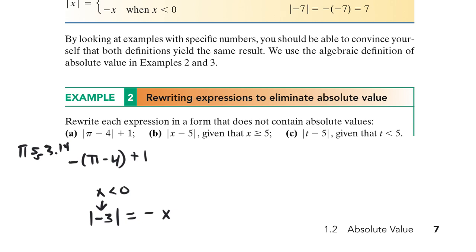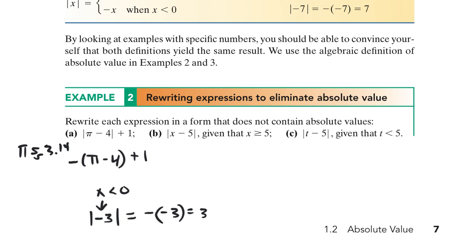That's what this says right here. It's going to be the opposite of whatever x is. And so it's the opposite of whatever x is, which means it's the opposite of -3, which in the end is going to be +3 here. Okay, that's exactly what's happening right up here.